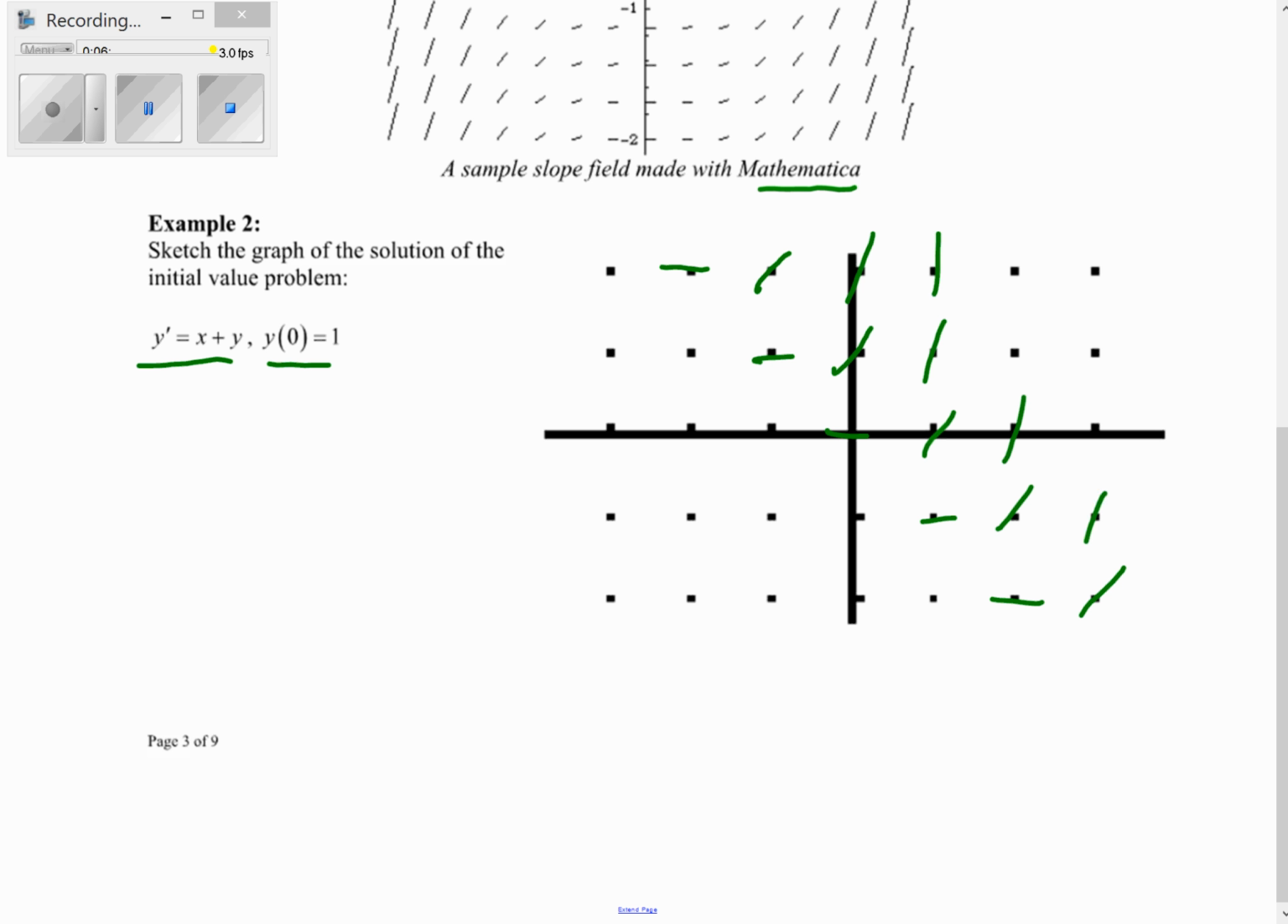You can follow along. Wow, that's way too steep there. So I'm going to try to make it a little bit steeper, a little bit steeper, a little bit steeper. Okay, you could get these values yourself.